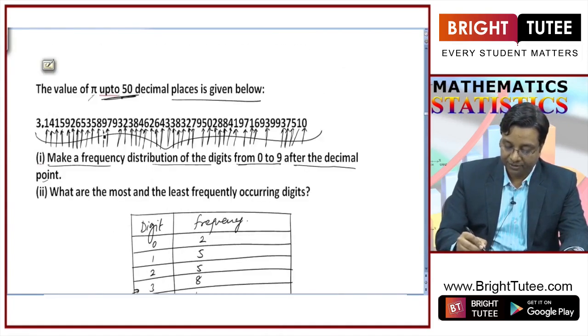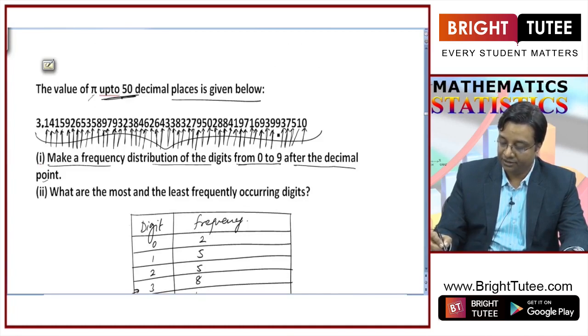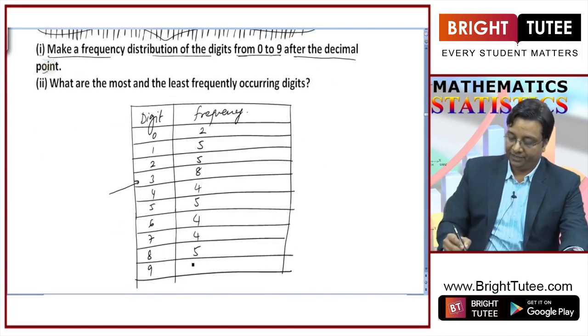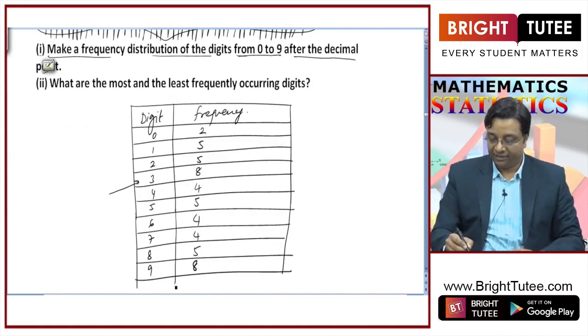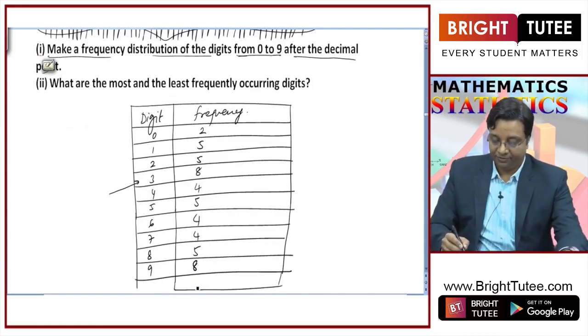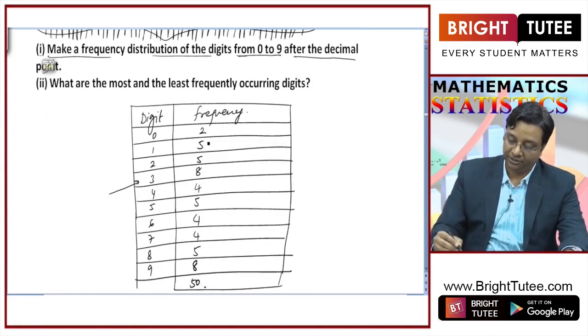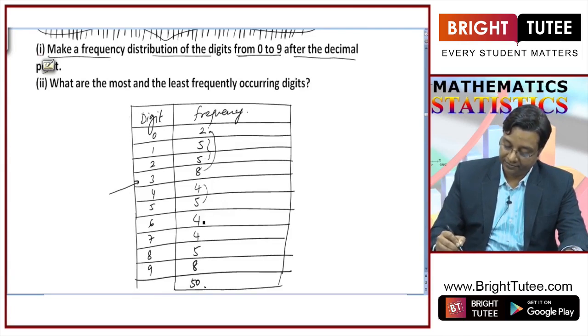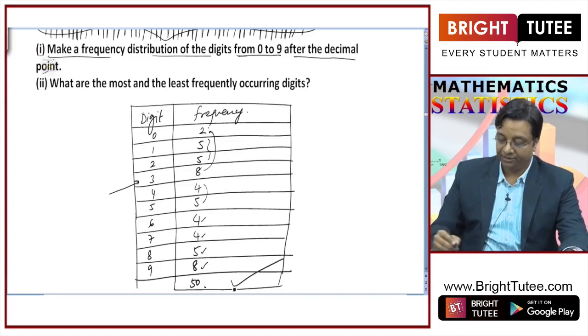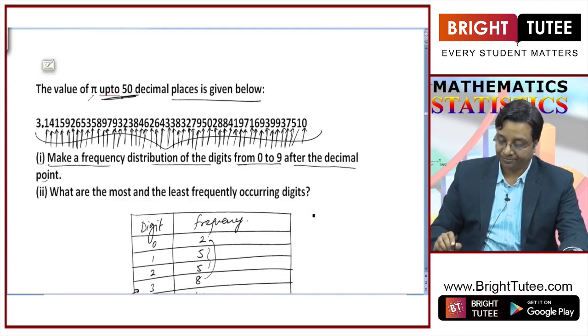1, 2, 3, 4, 5, 6, 7, 8. 8 times. Okay. Now if you add these numbers, it will give you 50. So you can verify it here. This is 10. It makes it 20, 29, 33, 37, 42 and 50. So yes, this is the frequency table.